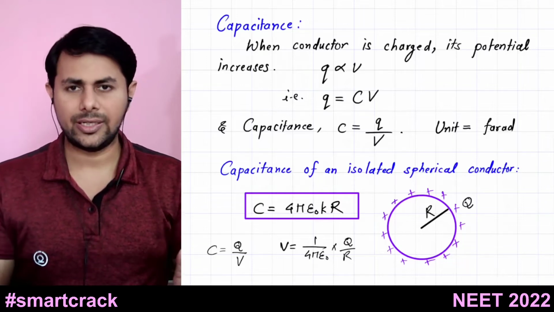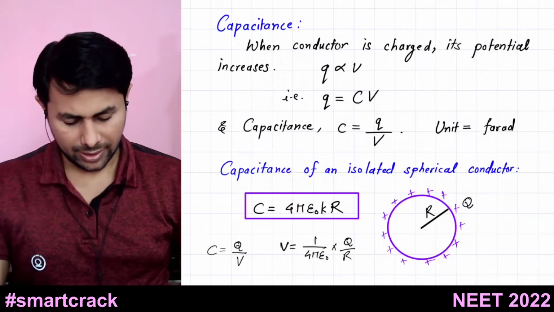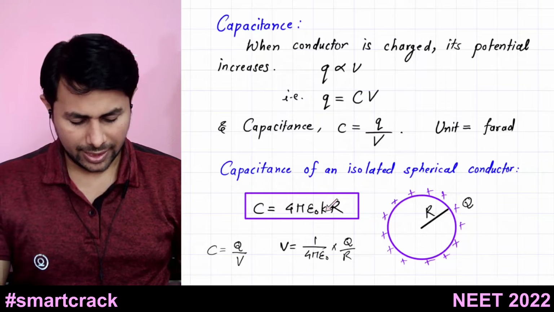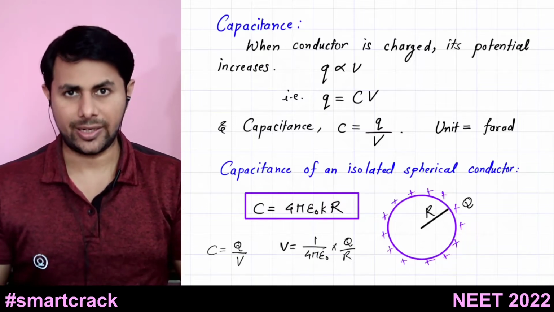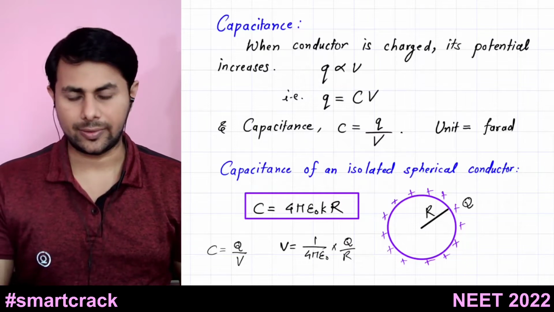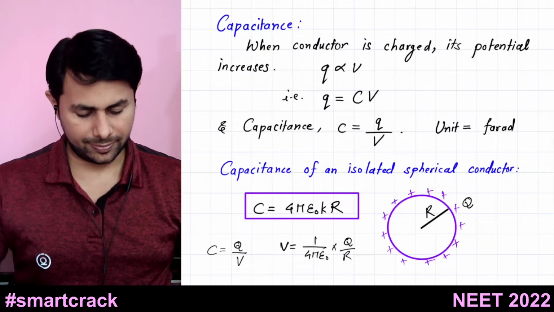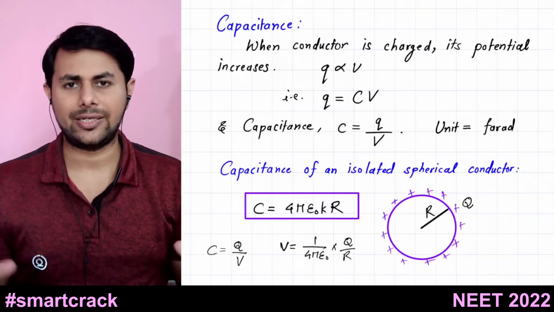That is if you have air over there. If you have some medium, then the capacitance is given by 4 pi epsilon naught, times the dielectric constant K for that medium, times R. So C is equal to 4 pi epsilon naught K times R, the capacitance if you have some dielectric medium.